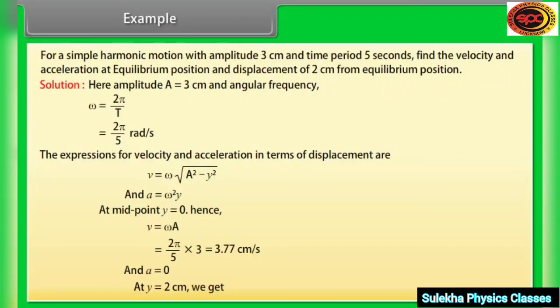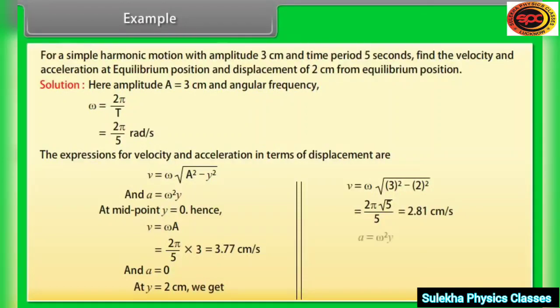At y is equal to 2 cm we get v is equal to 2 pi under root 5 upon 5, which is equal to 2.81 cm per second. a is equal to omega square y is equal to 2 pi upon 5 whole square into 2, which is equal to 3.16 cm per second square.